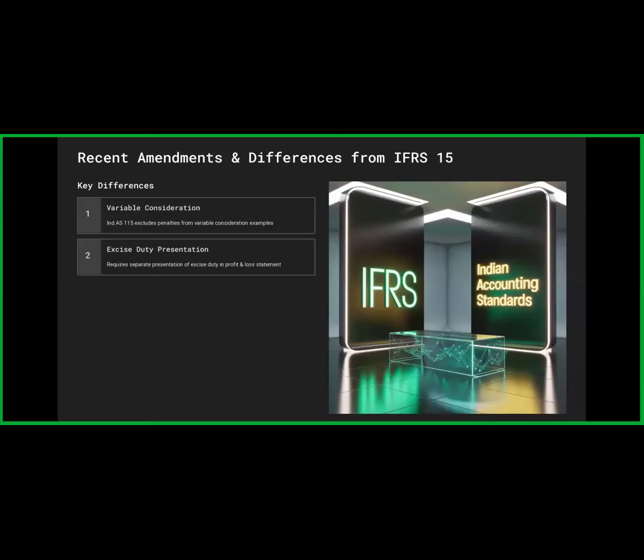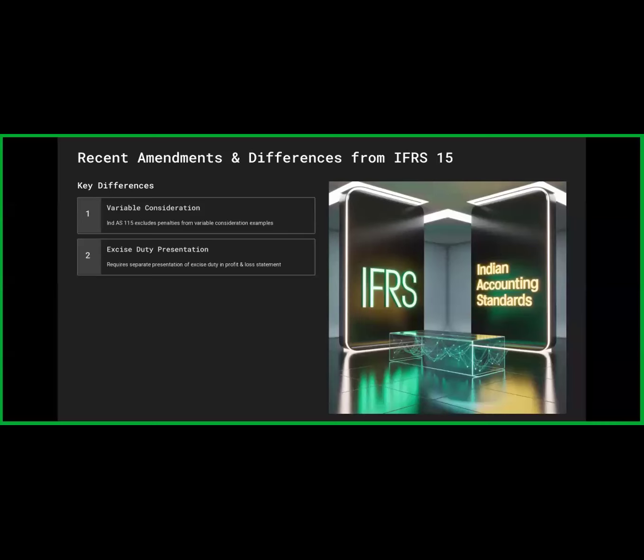So what are the recent amendments, and how is Indian Accounting Standard AS 115 different from IFRS 15? We made AS 115 in accordance with IFRS 15, but there are some little differences. For variable consideration, Indian AS 115 excludes penalties from variable consideration. For excise duty presentation, it requires separate presentation of excise duty in the profit and loss statement.